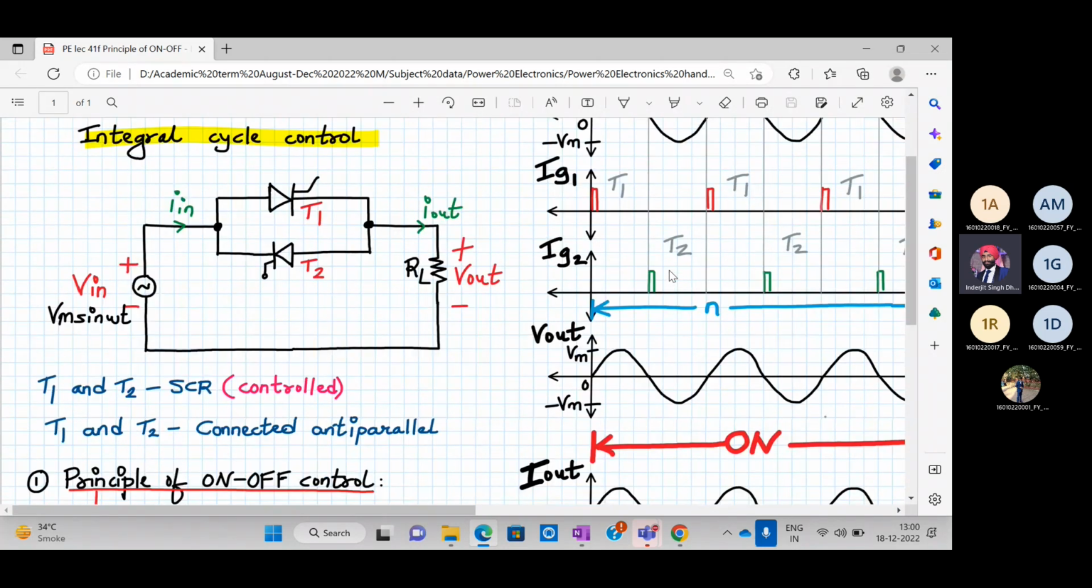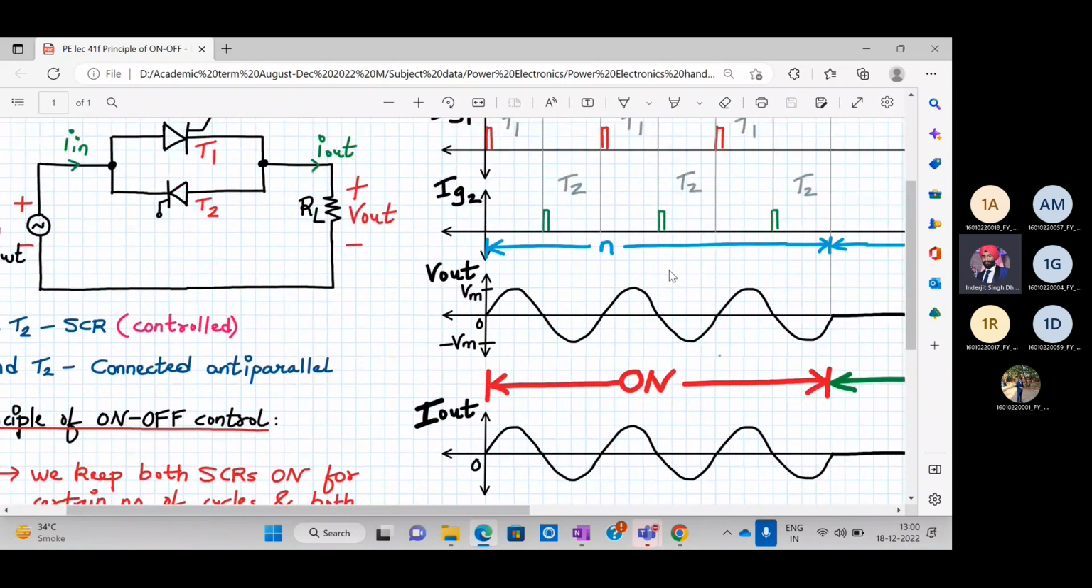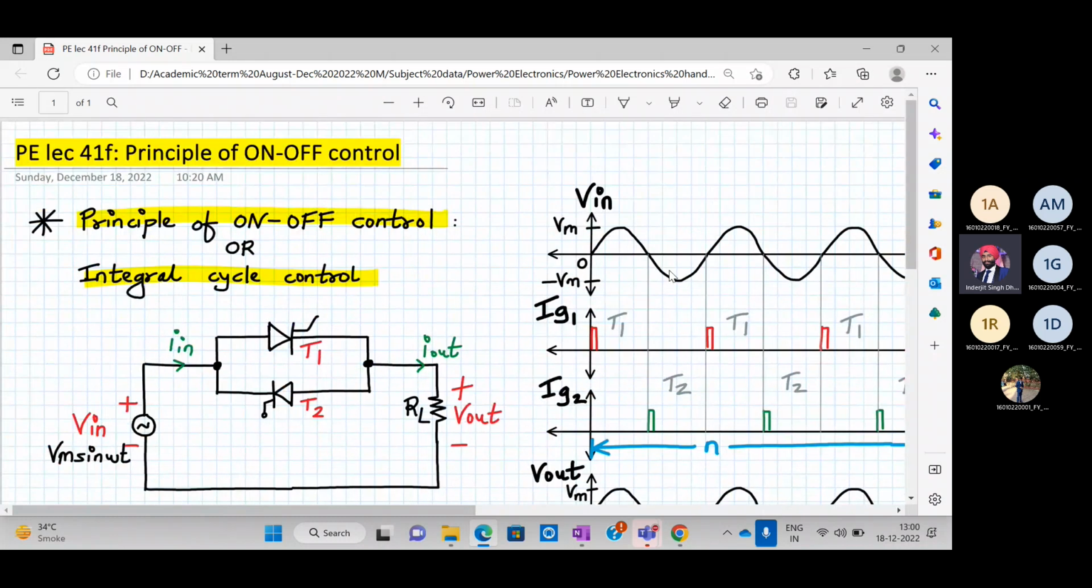See, it's not very hard. The only thing is, don't get afraid by the waveform. They are very simple. If you have understood how it operates, the topic is extremely simple and extremely marks oriented. You can definitely get these marks very easily.